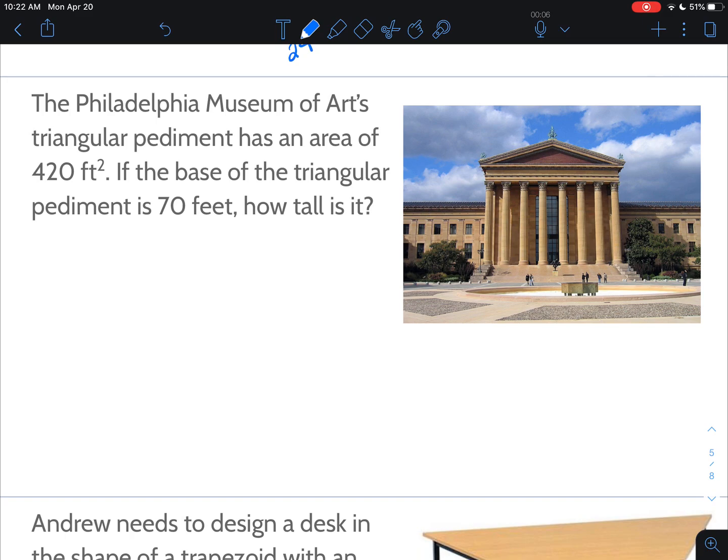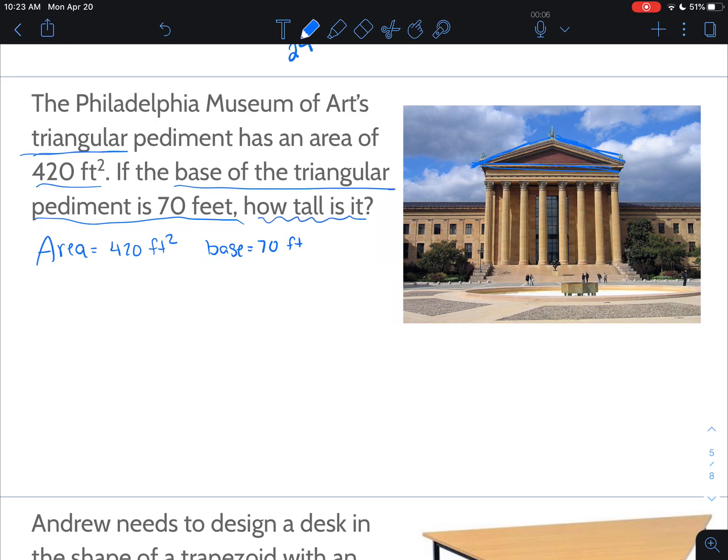So the Philadelphia Museum of Art's triangular pediment. That's actually just talking about this triangle up here in the picture. It has an area of 420 square feet. So right there, we're talking about area, 420 square feet. The base of the triangular pediment is 70 feet. So base is 70 feet. And they want to know how tall it is.